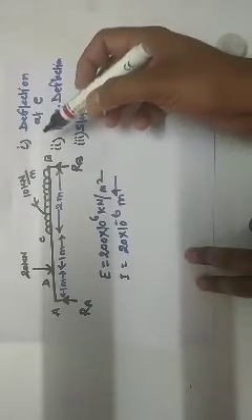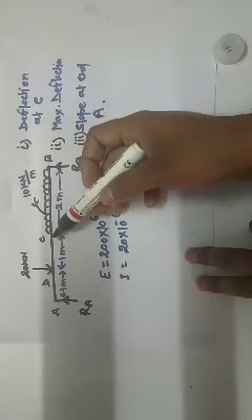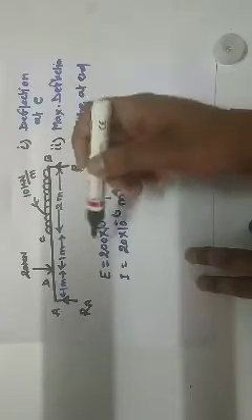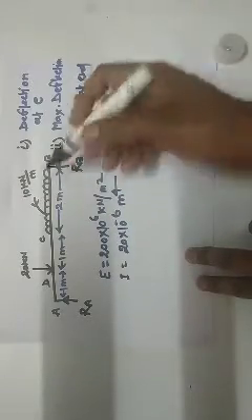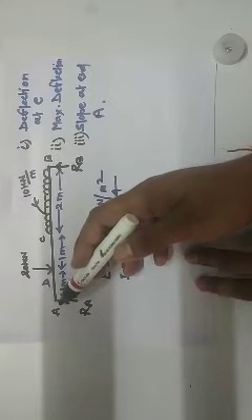Now what do we have to calculate? We have to calculate the deflection at C. At this point we calculate the deflection, then the maximum deflection of the beam, where it will deflect maximum, and the slope at end A. At end A we have to calculate the slope.